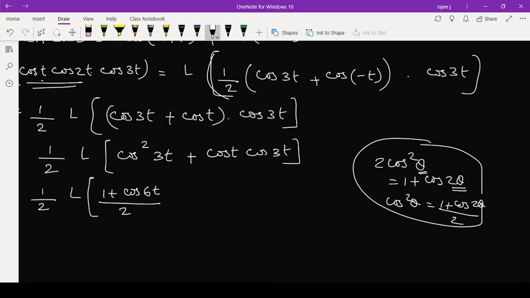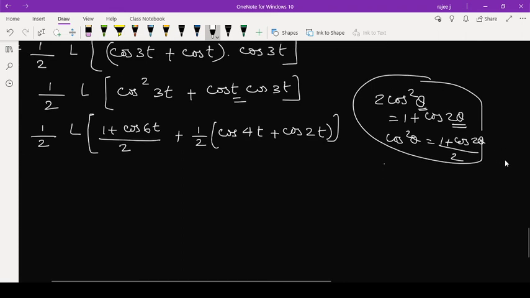Then that is done, plus again here cos t cos 3t, with the same formula. So 2 cos A cos B gives half of cos(A+B), which is t plus 3t, that is 4t, plus cos(A−B), which is t minus 3t, that is minus 2t, and cos of minus 2t is cos 2t. So now all the products are changed into plus or minus sums.